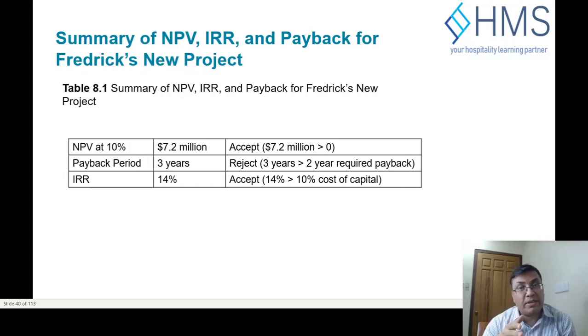In this case, all the methods are giving us a similar result, to accept the project. However, there may be certain situations where some of these methods give you different results. Maybe payback will ask you to reject it, or IRR may ask you to reject it, or maybe there are multiple IRRs. In that case, usually you will follow the NPV.